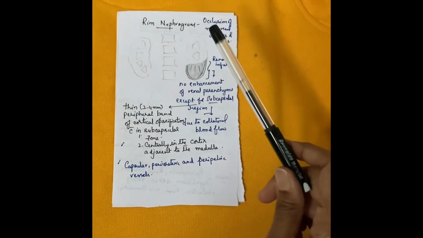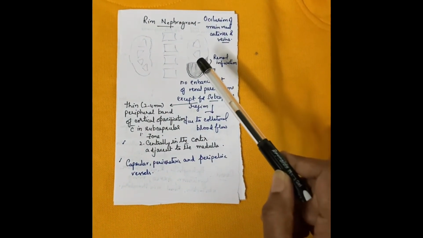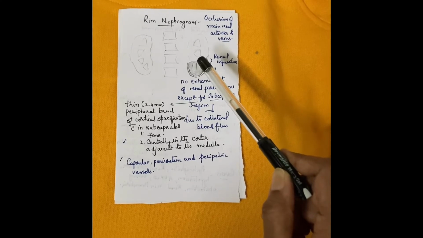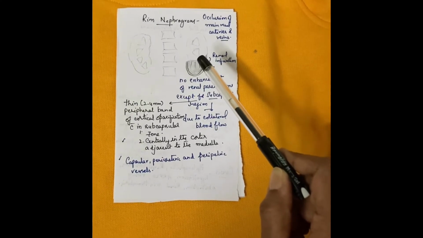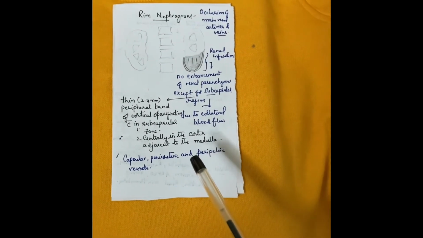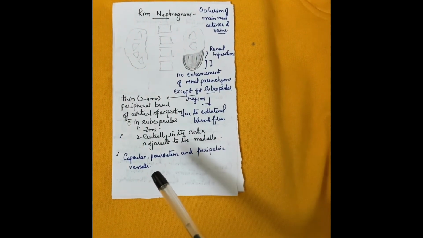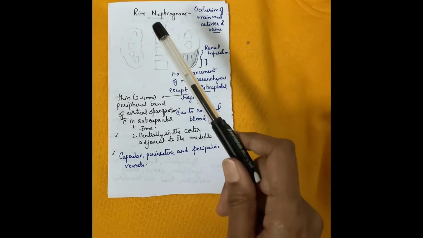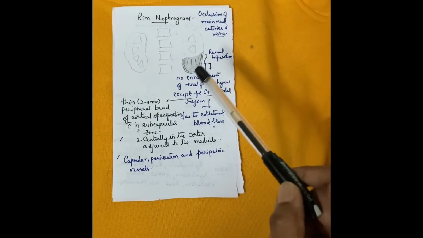Not only the subcapsular zone, there will be enhancement centrally in the cortex adjacent to the medulla. This part also will be enhancing. Remaining part will not be enhancing. Why will this part be enhancing? Due to collateral blood flow from the periureteric or peripelvic vessels. This is the rim nephrogram. It is seen in renovascular causes.